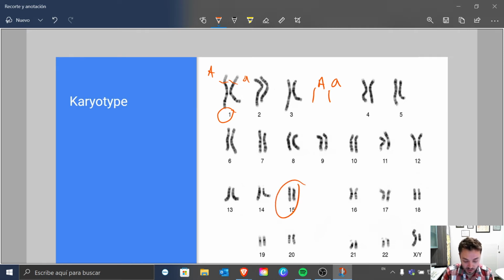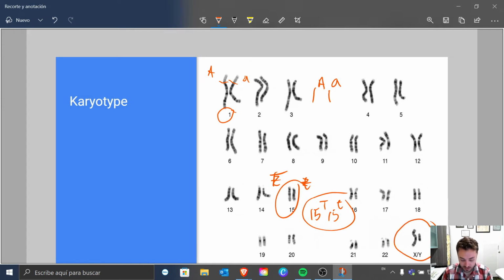I could do the same here, right? Let's go T, big T, little t. I could write 15 big T, 15 little t, right? And this would be my genotype, and I'm just expressing which one it is here.